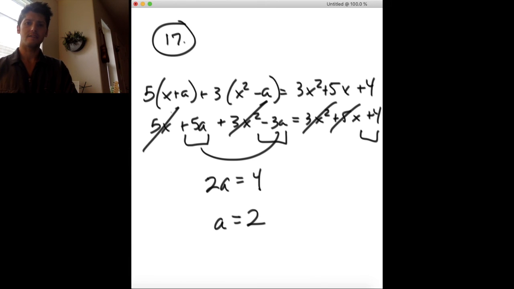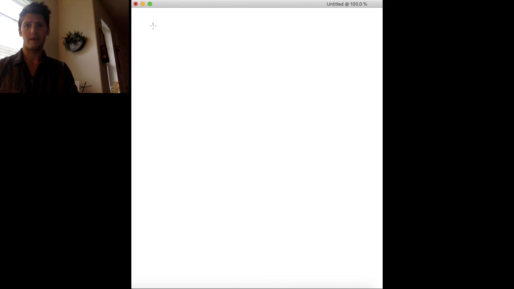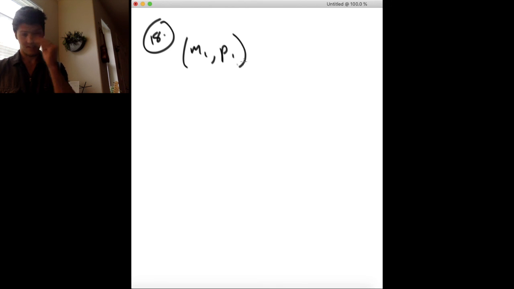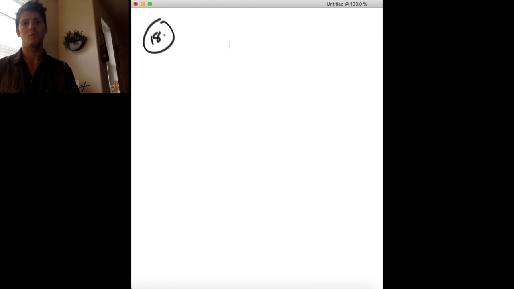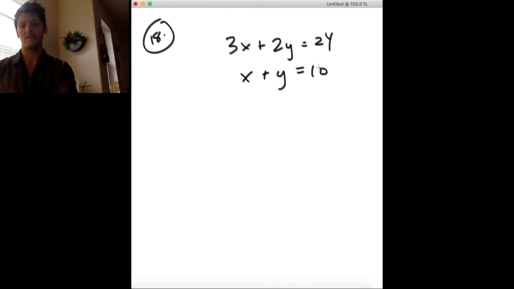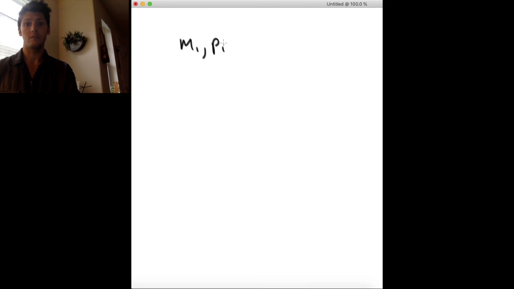All right. So 18 is a situation where they try to mess with you with this M1, P1 business. All that means is some point, like the MP coordinate plane, doesn't matter. It really doesn't matter. All this is a system of equations. You could totally think about this as 3x plus 2y equals 24 and x plus y equals 10. That would be exactly the same thing. They're looking for the y value because they say m1 comma p1 is a solution, and they want to know what is p1.